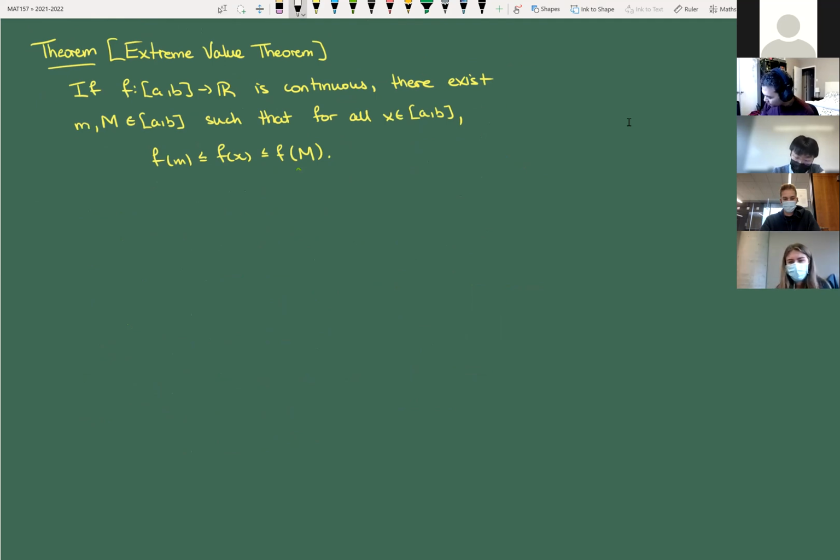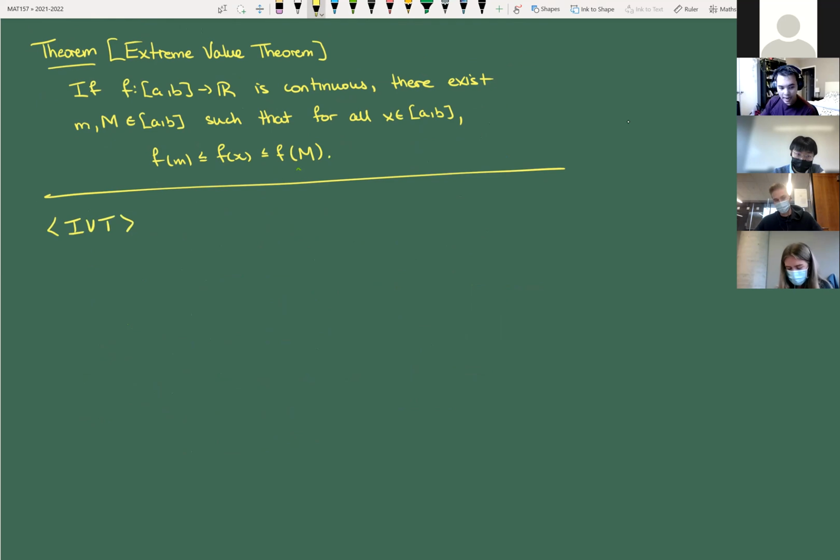So the first theorem that we're going to prove, well, let's do IVT first. Okay, so we're going to do IVT, the intermediate value theorem. And first thing I'm going to do is prove a result that seems weaker, but is actually the same, right? So I'm going to just call this a proposition.